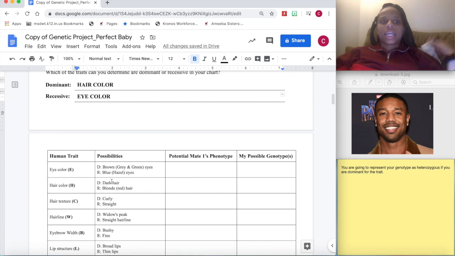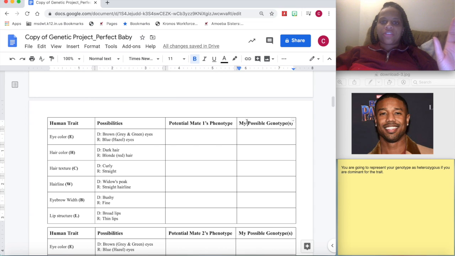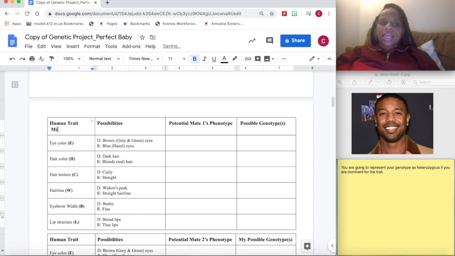Now, down here, this is where you're going to fill it out for their possible genotype. Remember, you are only going to do this for one mate. So your potential mate. So my potential mate, I am going to put his name right here. His name is Michael B. Jordan. I don't know if you know him or not.